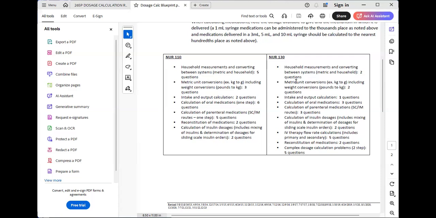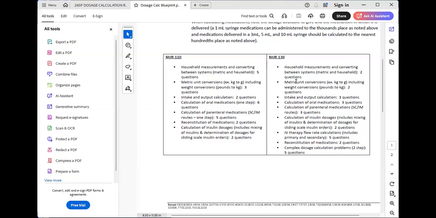You need to make sure you recall your metric to metric conversions, your household to metric conversions, the things that you prepared for last time. Make sure you know how to convert pounds to kilograms, teaspoons to milliliters, things like that. You're going to see that urine output and replacement volume question, so we can go over that because that's usually one that students struggle with, if that's something that you need to see again.